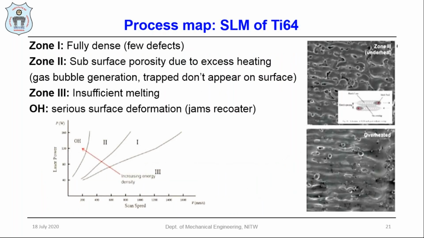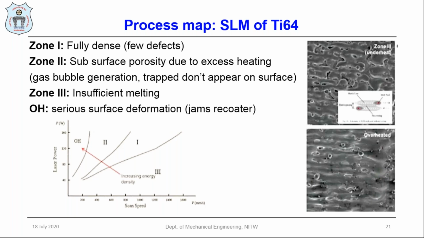Here I will show you a process map for the SLM process, especially for fabrication of titanium 64. You can see in the graph there are different zones, from zone 1 to zone 3, as well as the OH. That OH is where serious surface deformation occurs in the fabricated components.